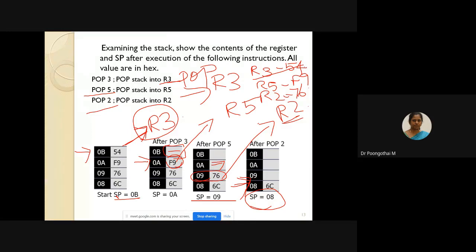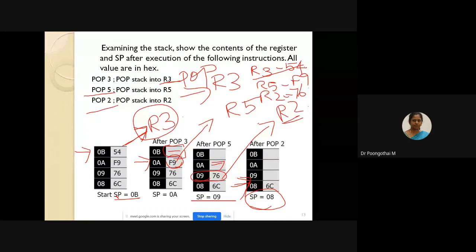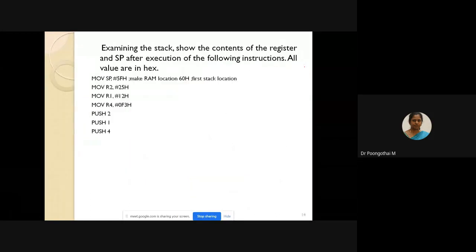Please note down the answer for this one. So shall we move on to the next problem? Any doubts regarding your push and pop operations? No, ma'am. Okay. In push operation, get the data and increment the pointer. Here, read the data and decrement the pointer. So next, do this problem.